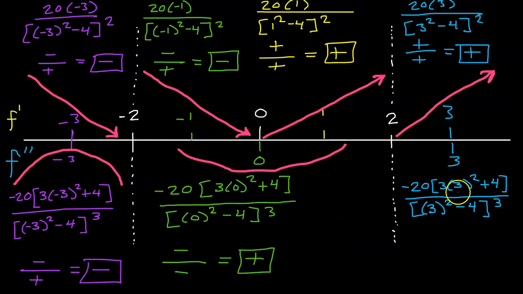Finally, evaluating at +3, again, we'll just skip to the fact that the numerator is always going to be negative. Looking at the denominator, that's going to be positive 9 minus 4. That's a positive 5. Cubed is still positive. So that's going to give us an overall negative result. And the function will be, again, concave down in this interval.